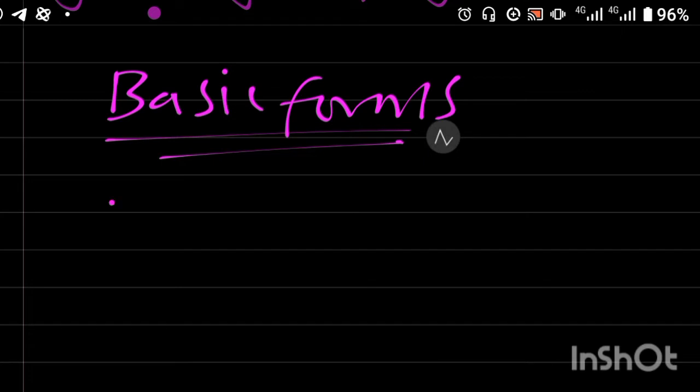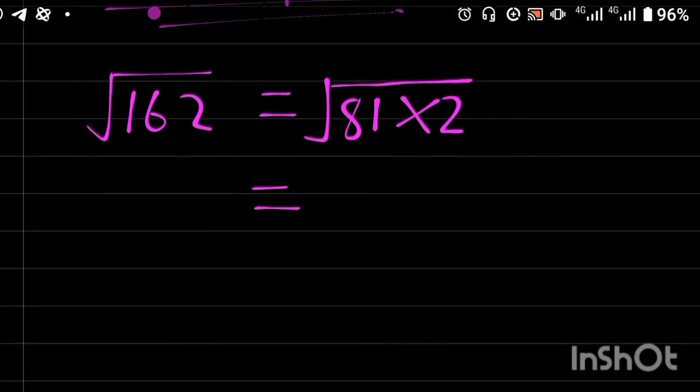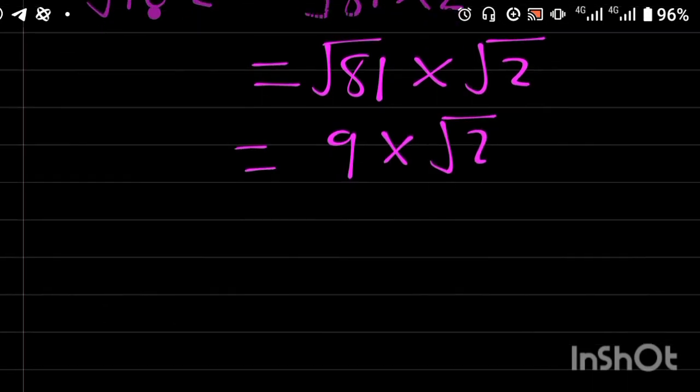If I have square root of 162, in which way can I still express this and it will still mean the same as square root of 162? Take for instance, my 162 is the same thing as what? Square root of 81 times 2. Therefore, I have square root of 81 times square root of 2. This is the same thing as square root of 81 is 9 times square root of 2. Therefore, my answer is the same thing as 9 root 2.